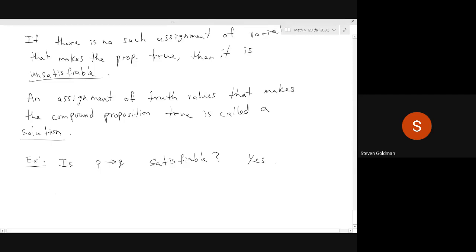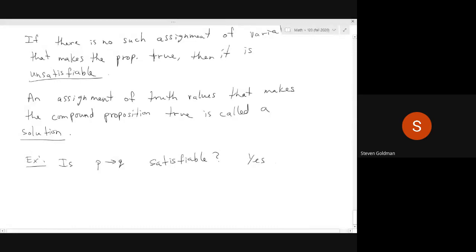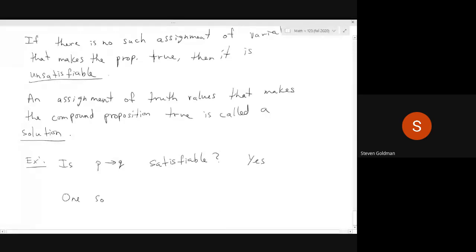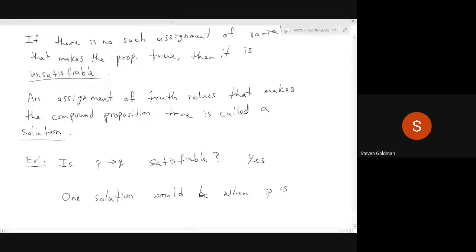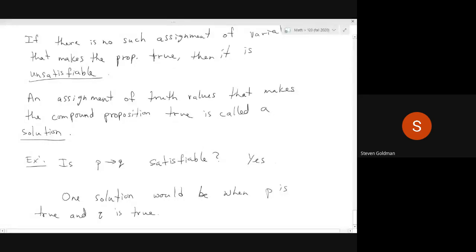So one solution would be when P is true and Q is true. There are actually three solutions. That's one solution. Another solution would be where P is false and Q is true. And a third solution would be where P is false and Q is false.